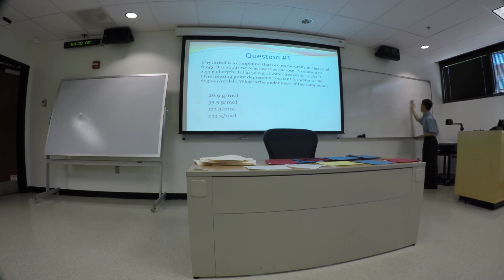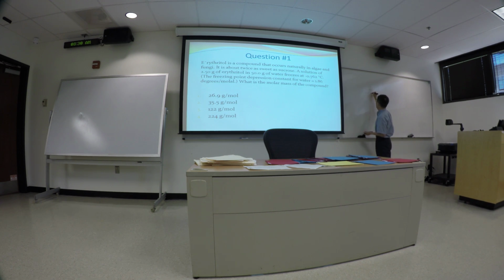So how do we go with this particular calculation? Now, the relationship here is that delta Tf, that's the freezing point change between the pure solvent, water, and the solution with this compound, equals Kf times the molality, small m for molality. Okay, we know the solution freezes at -0.762 degrees Celsius.